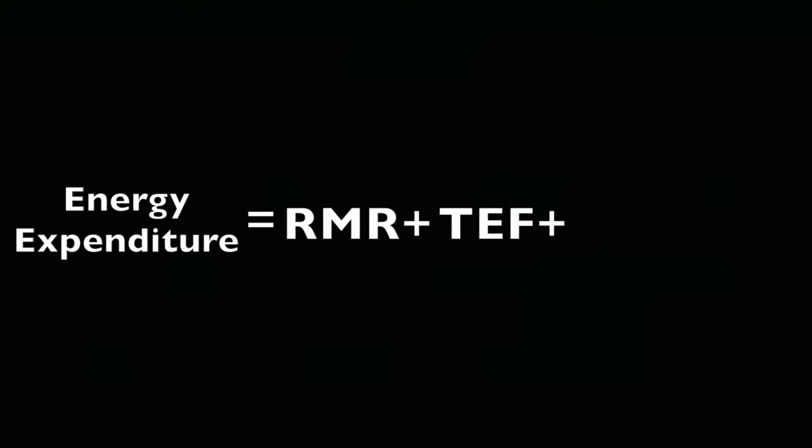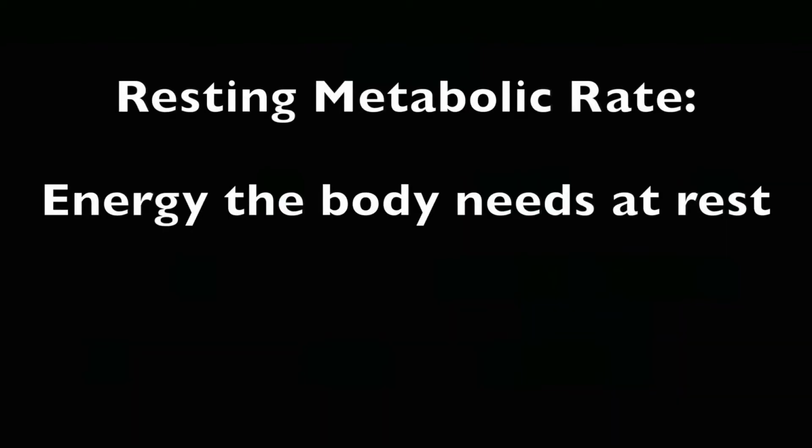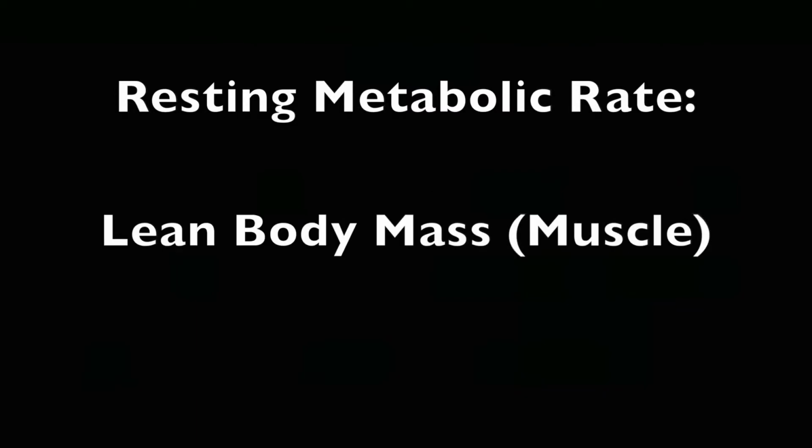The calories we burn are our energy expenditure and are composed of our resting metabolic rate, the thermic effect of the food we eat, and our daily activity. Resting metabolic rate is the energy needed to maintain the body while it is at rest and accounts for 60 to 70% of the calories we burn each day. The resting metabolic rate is made up of the calories burned by our lean body mass, also known as muscle, and the calories used by our organs, like our heart, brain, and lungs.